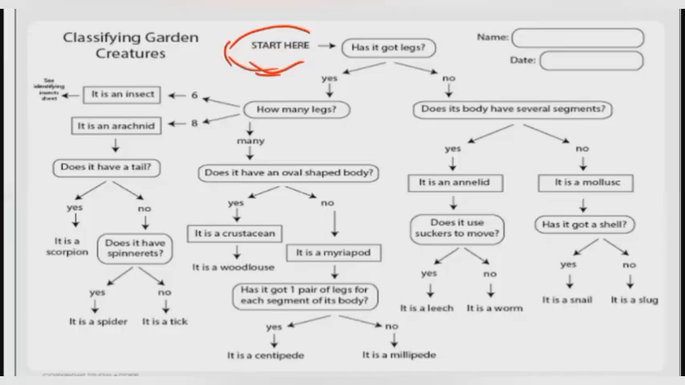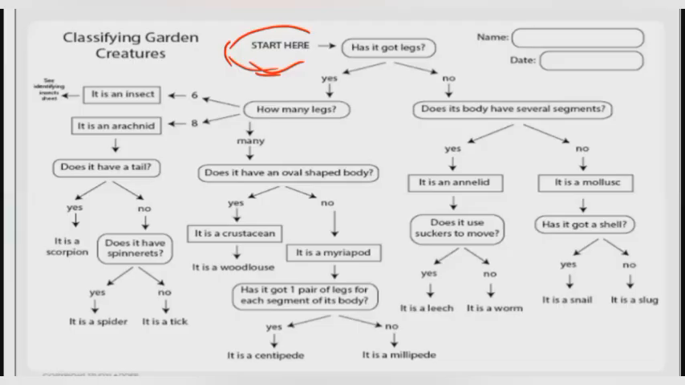But what if it does not have legs? Alright, so since it does not have legs, does it have spinnerets? Yes or no? Yes, it is a spider. No, it is a tick. As simple as that. So let's come back to the point where we asked the question, how many legs? And we said it has many legs. So we now ask the question, what is the shape of the body?